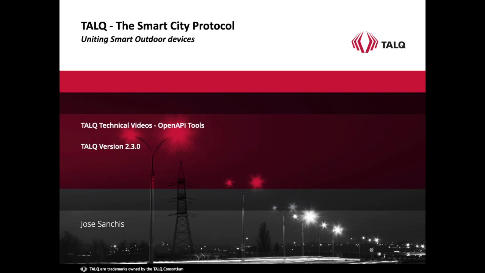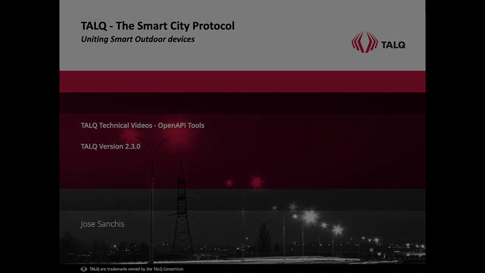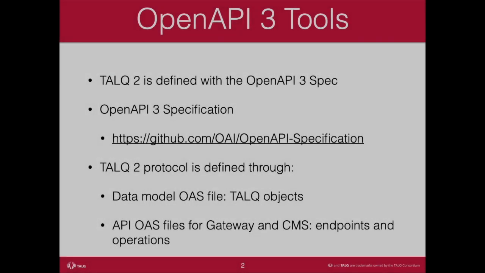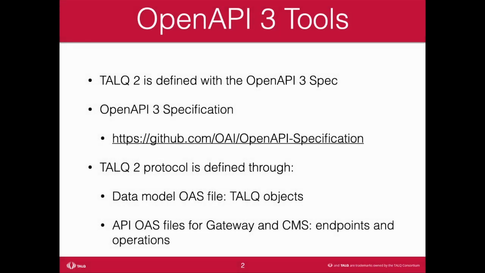In this video, I want to show you some tools to ease your TALQ development. As you know, the TALQ 2 API was defined using the OpenAPI 3 specification. But first of all, let me give you a brief introduction to what OpenAPI 3.0 is. OAS 3.0, formerly Swagger 2.0 specification, is an API description format for RESTful APIs.